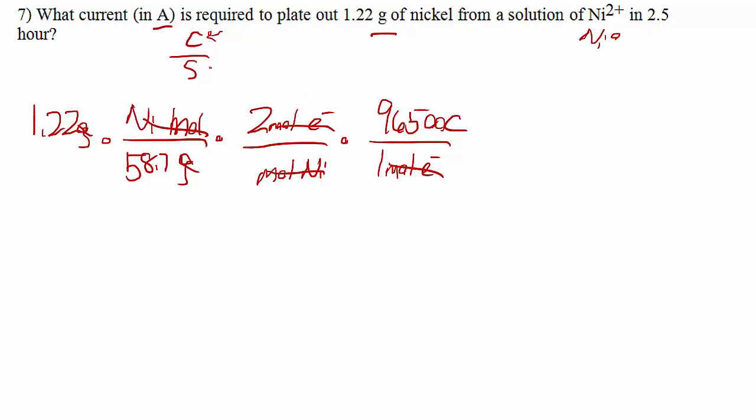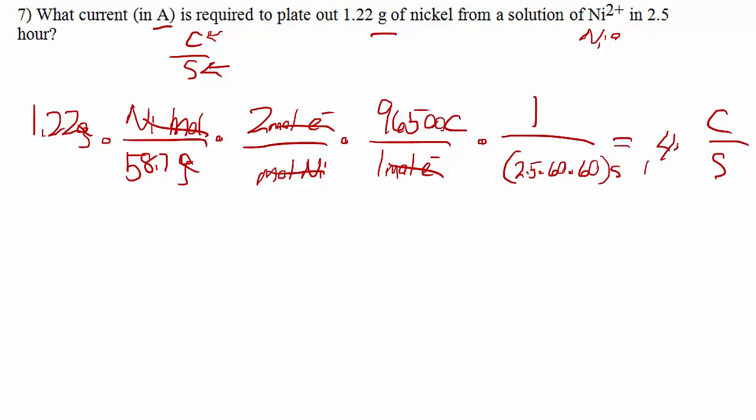Now I want coulombs per second. I just found coulombs, so now I'm going to divide by seconds. I'm going to kind of cheat and get 1 over how many seconds? It'll be 2.5 hours times 60 minutes times 60 seconds in every minute. And that leaves me with my amperage. I'm going to end up with coulombs per second, the only units left. So I plug and chug, and the digits that I get are 0.446.